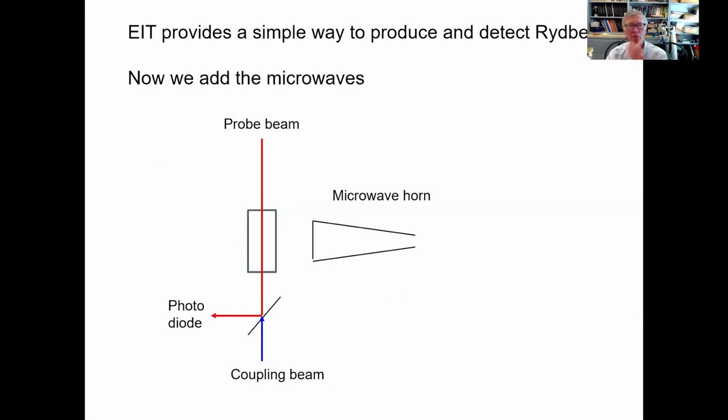Okay, so all right, now if I want to detect microwaves using Rydberg atoms, how am I going to do it? Well, it's pretty easy. You simply have to add a microwave horn looking at your cell.